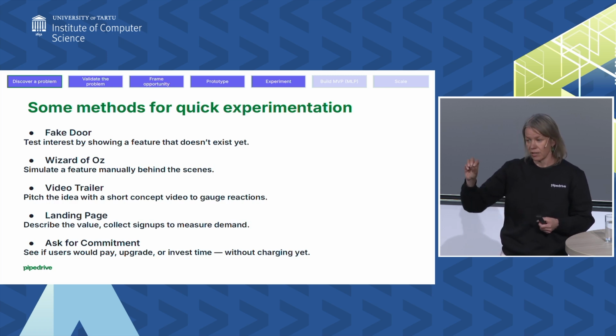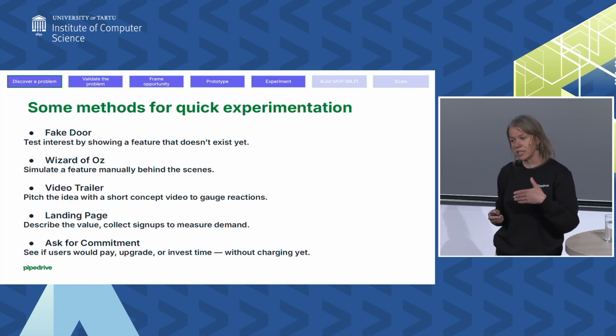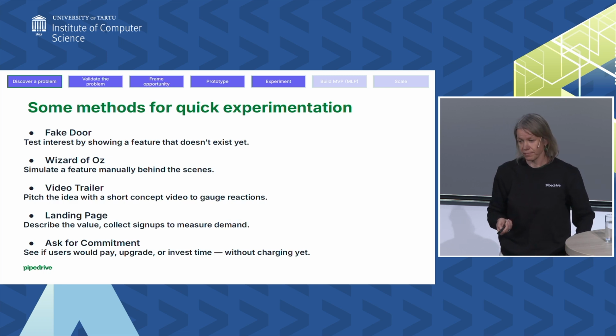You could, for example, say, sign up for this feature to be available in beta, and by the way, we'll say that it will actually cost you $10 per month or something like that. And then again, we can see how many people click on that one.